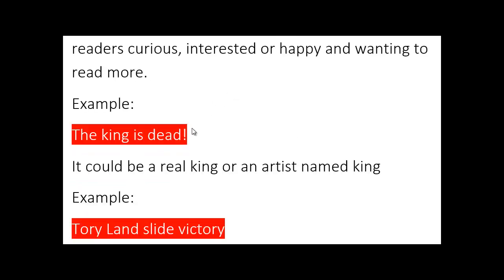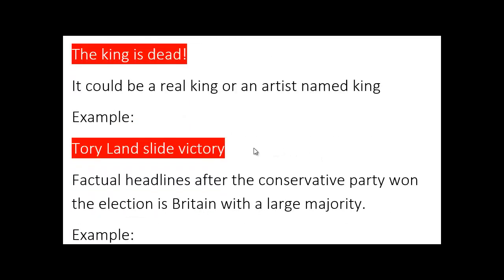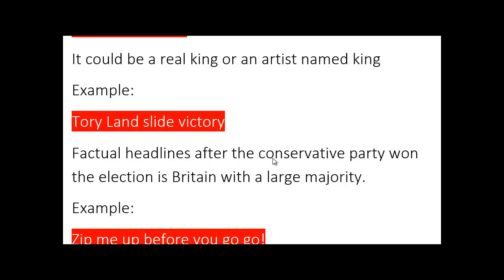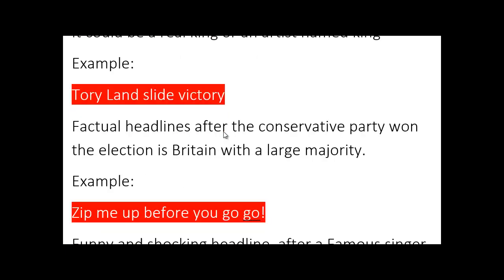The king is dead. That is mysterious. We don't know who's dead, the real king or an artist named King. That's one. Tory landslide victory. That's factual. The Conservative Party won the election, so here is the result straight away. You see the headline, you know the result. You were probably waiting to find out what happened, and now you wake up in the morning and find on the news that the Tory party won.